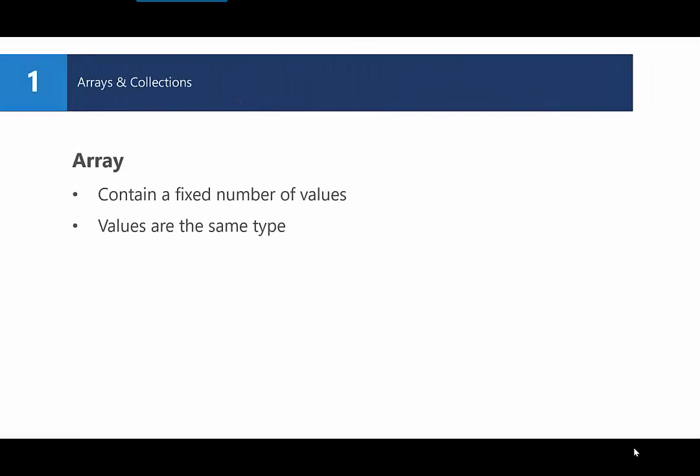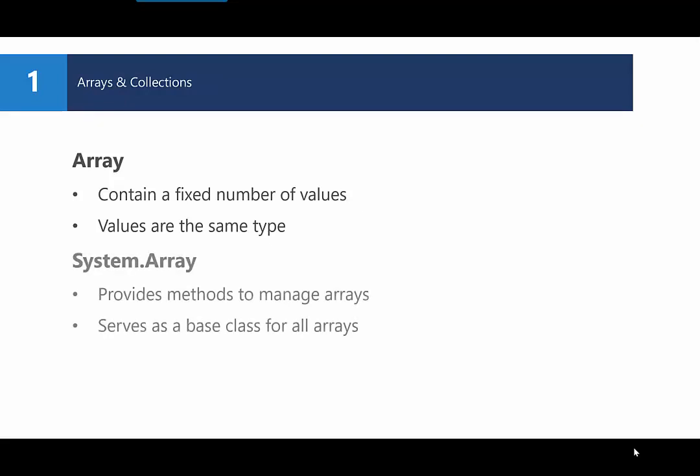So we first start with arrays and collections. The .NET array contains a fixed number of values. You can roughly compare it with the array in CAL code. In an array, all values are of the same type. The System.Array class in the .NET Framework provides methods to manage arrays, to create them, to add values to it and to get values from it. It serves as a base class for all arrays in the different languages of .NET.